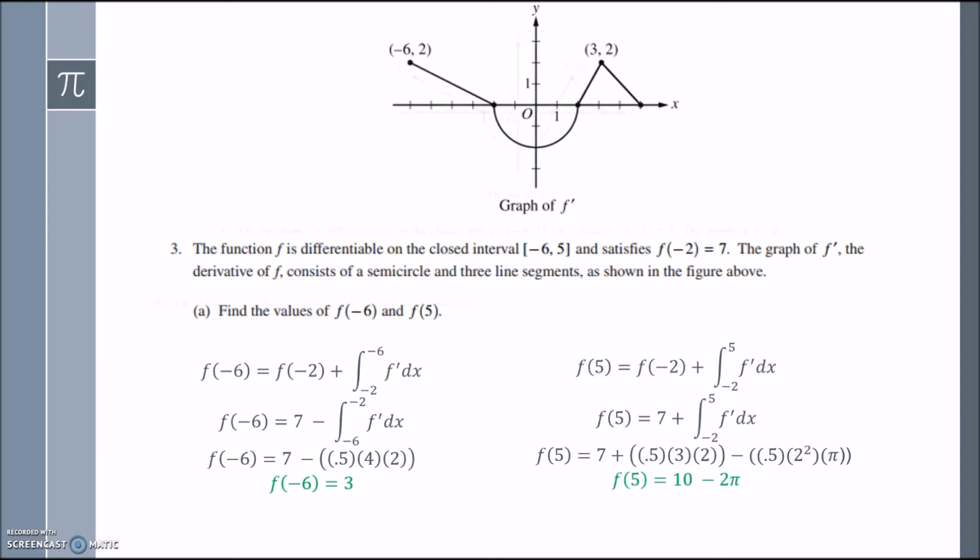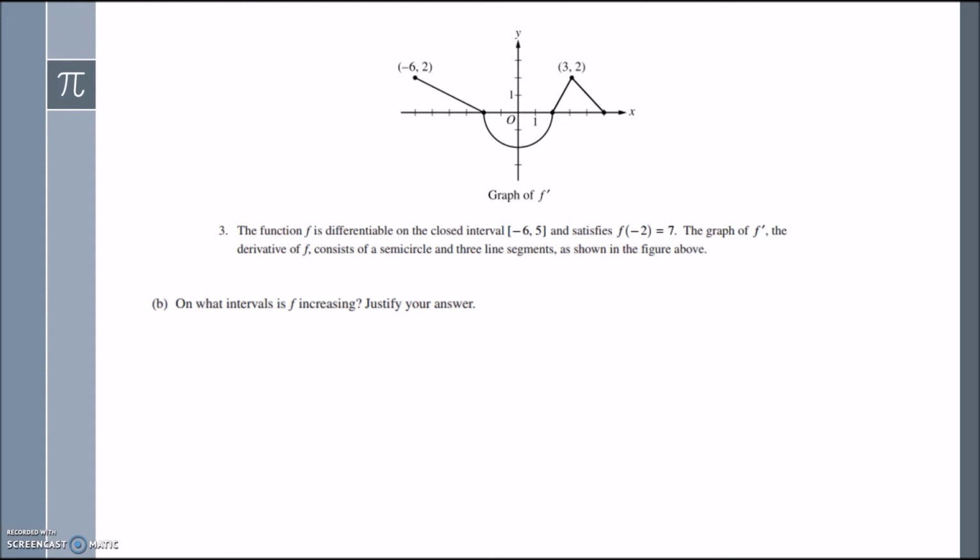Alright, so moving on to part B, it asks on what intervals is f increasing. Justify your answer. So this part requires you to understand the relationship between the graph of a derivative and the function. So f is increasing when f's slope is positive, right? Or when the derivative is positive. So on what intervals is it increasing?